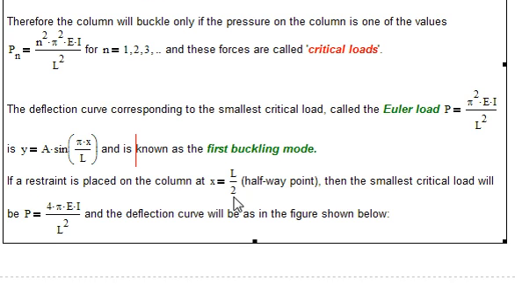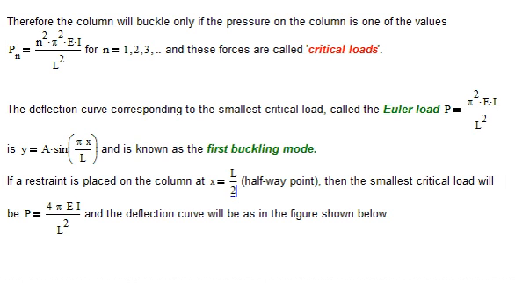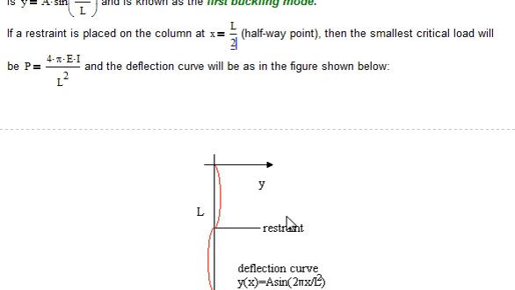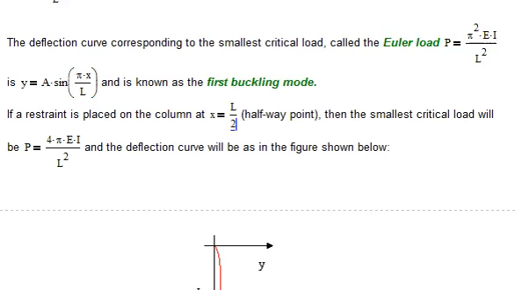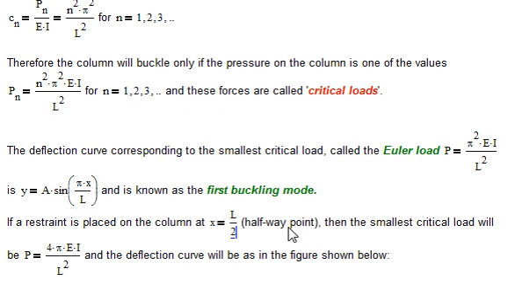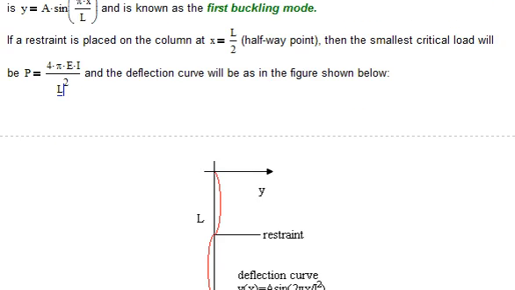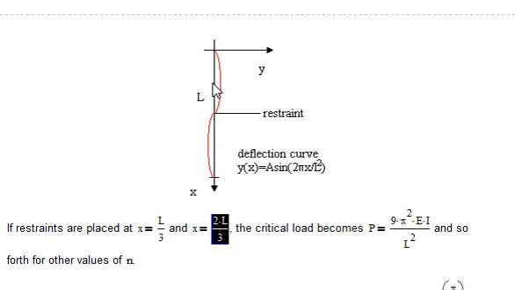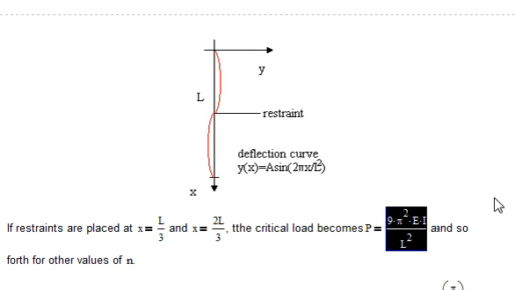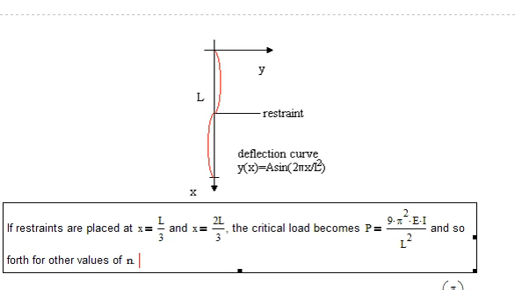If a restraint is placed on the column at x equals L over 2, in other words the halfway point, as this picture shows, you put some kind of restraint here, then the smallest critical load would be P equals 4 pi squared times E times I over L squared, and the deflection curve would be as in this figure right here. And if we place restraints where x equals L over 3 and 2L over 3, in other words, a third of the way and 2/3 of the way, then the critical load becomes like the third eigenvalue, and so on and so forth for other values of n.